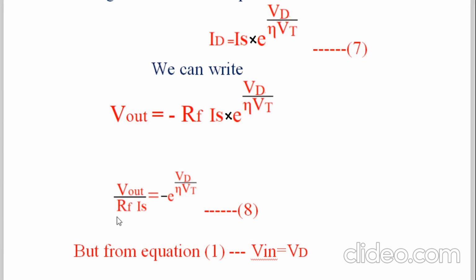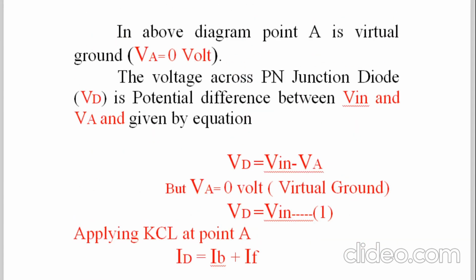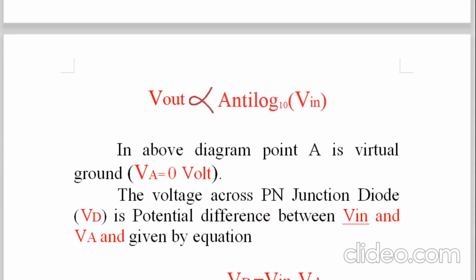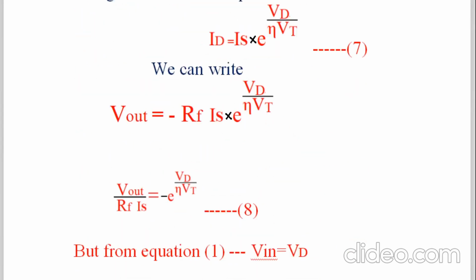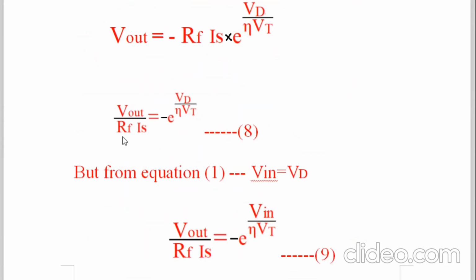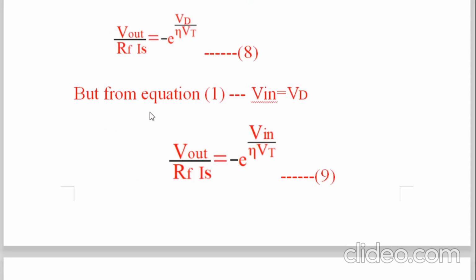By arranging this, we come to know what VD is. VD is nothing but Vin, from equation number 1 only. You might have forgotten: from equation number 1, VD is equal to Vin, that is the potential difference across the diode. So let us substitute VD equal to Vin in this equation. Here, Vout upon RF into IS is equal to minus e raised to, instead of VD, we write Vin upon eta into Vt, and this will be equation number 9.